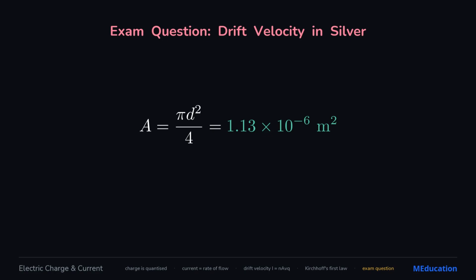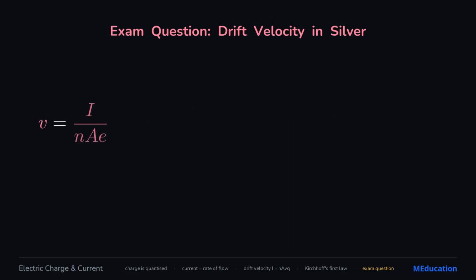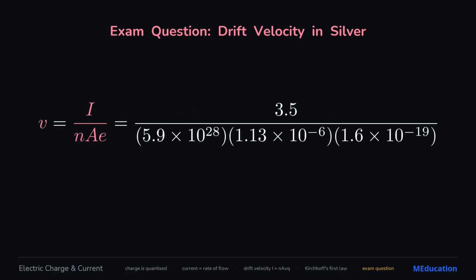The area. Diameter is 1.2 millimeters, so in meters that is 1.2 times 10 to the minus 3. Area is pi d squared over 4, and because we square a millimeter, the conversion brings a factor of 10 to the minus 6, never minus 3. Now rearrange the equation we derived. For I equals nAve, the drift velocity v is I divided by nAe.